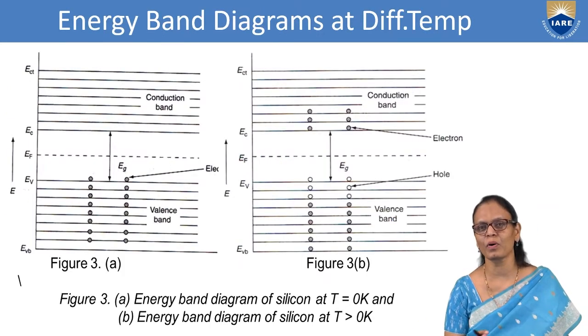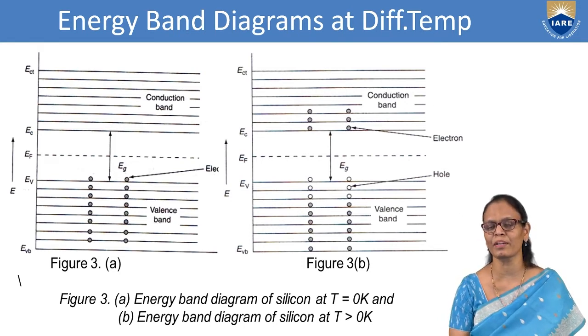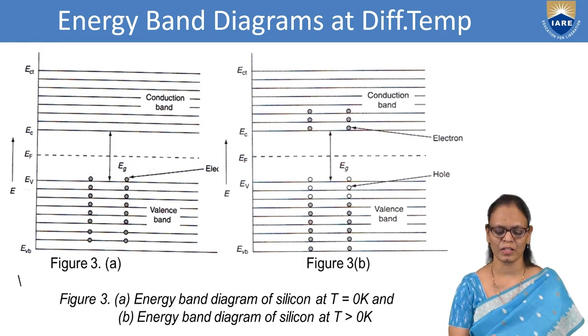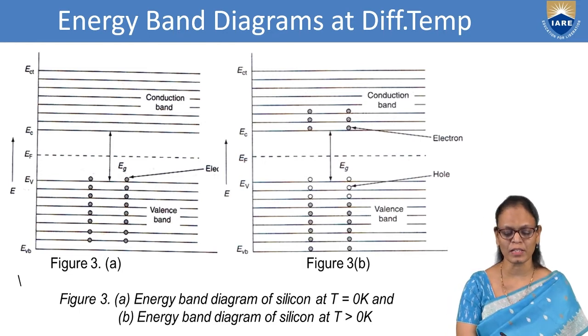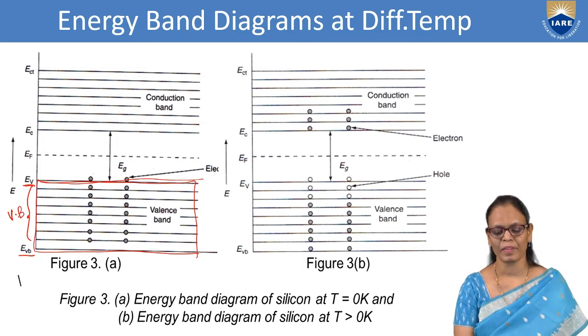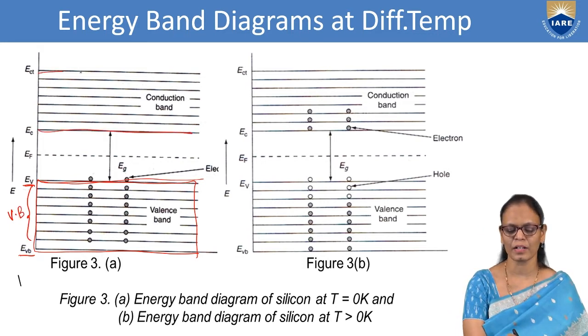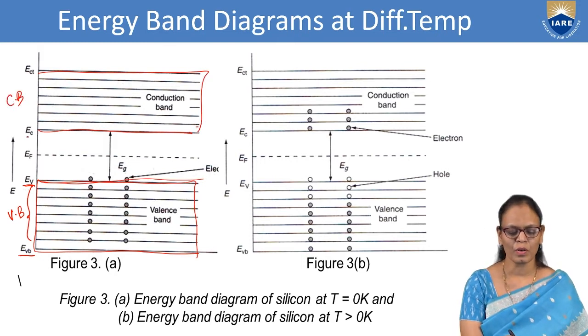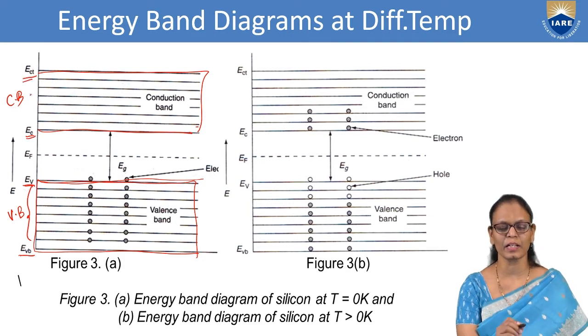If we look at both together, this diagram is very important for us to understand the derivation. This is the valence band. The lowest level is represented by EVB and the highest is EV. All this represents the valence band. And this is the conduction band. The lowest is EC and the topmost is ECT. We are representing it like that.